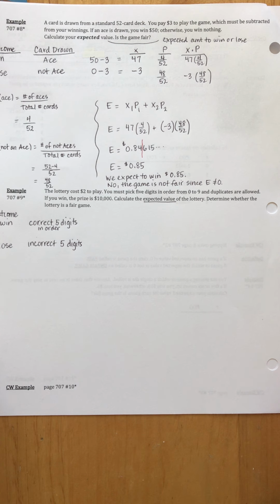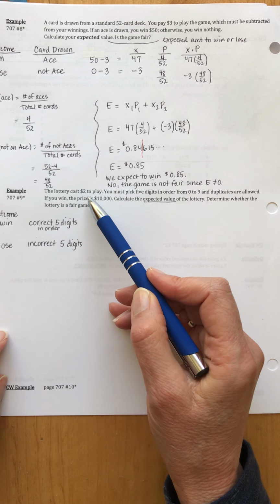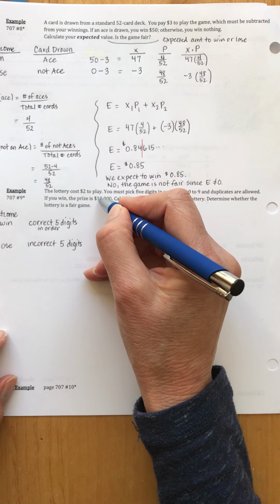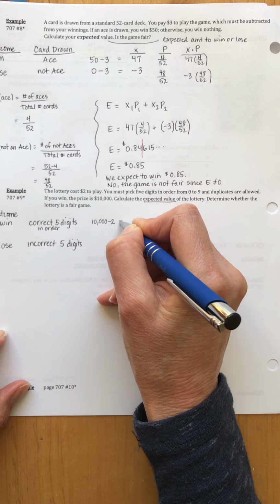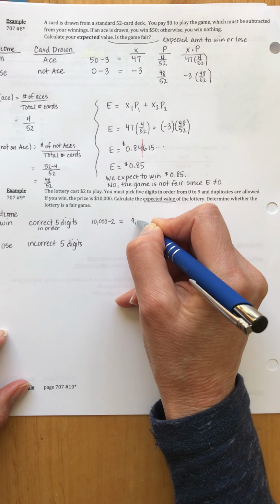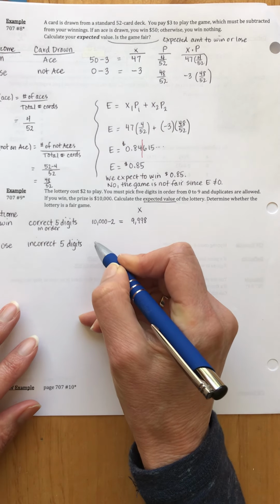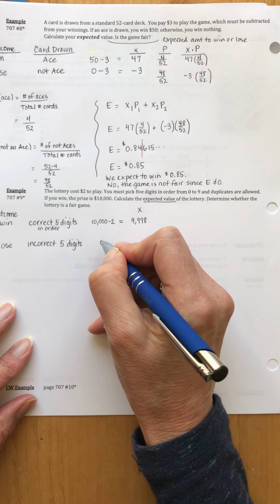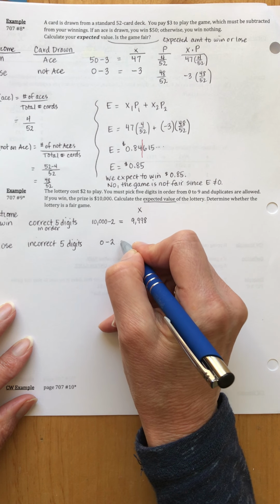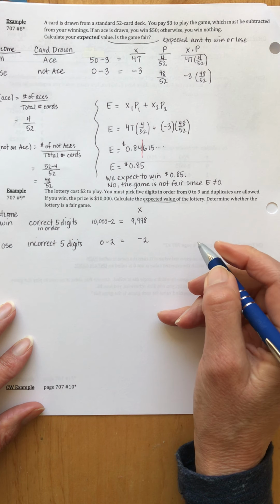All right, so now we're going to go ahead and calculate how much we will win if we win. Well, we're told $10,000, but we paid $2 to play the game, so really how much did we win? $10,000 minus 2. What does that equal? That equals 9,998, and that's our X value. Then back here, what if we lose? Well, we're not going to win anything, so 0. But we paid $2 to play the game, so we really lose $2. So 0 minus 2, negative 2. So that's our X value.